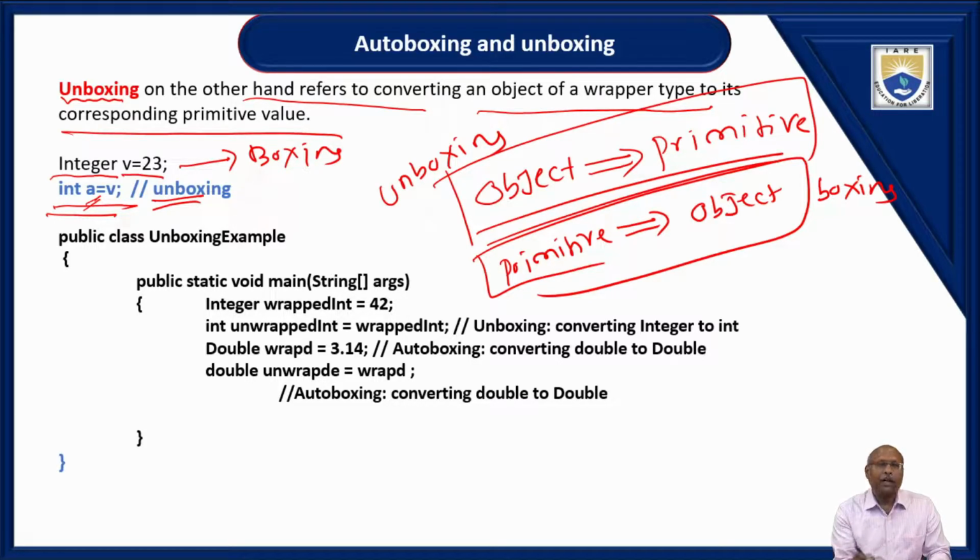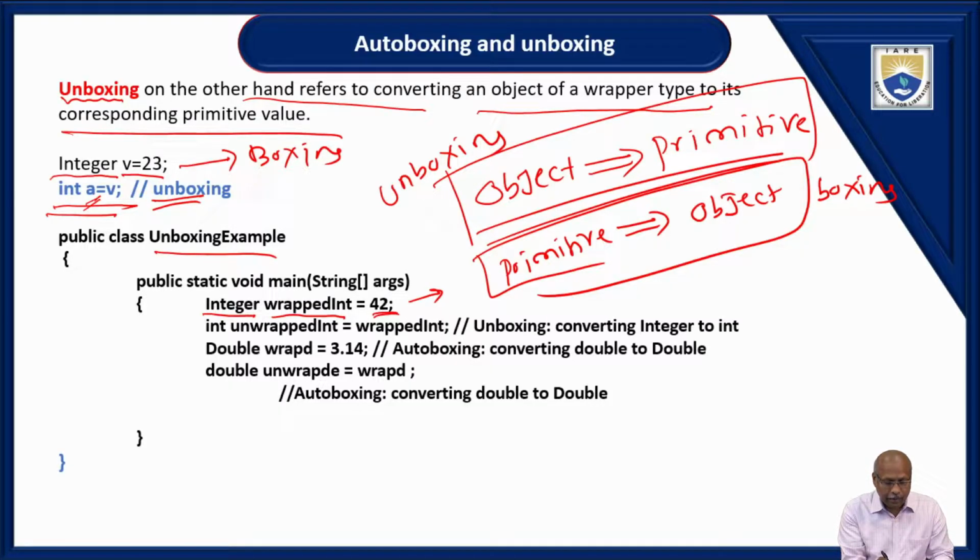Now let us see a small example. A class unboxing example. Integer. See, when you write Integer, this is what? Wrapper class. Wrap int equal to 42. Now that means you have stored 42 in an object. So this comes under boxing. This is your boxing concept.